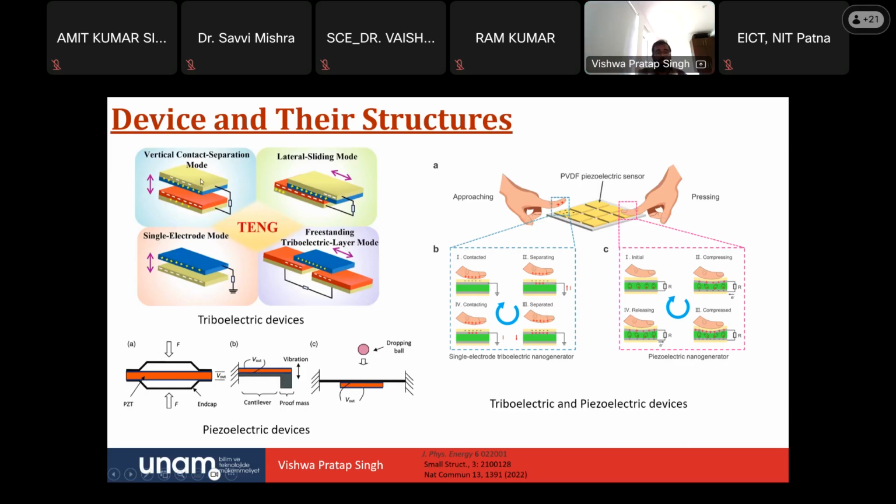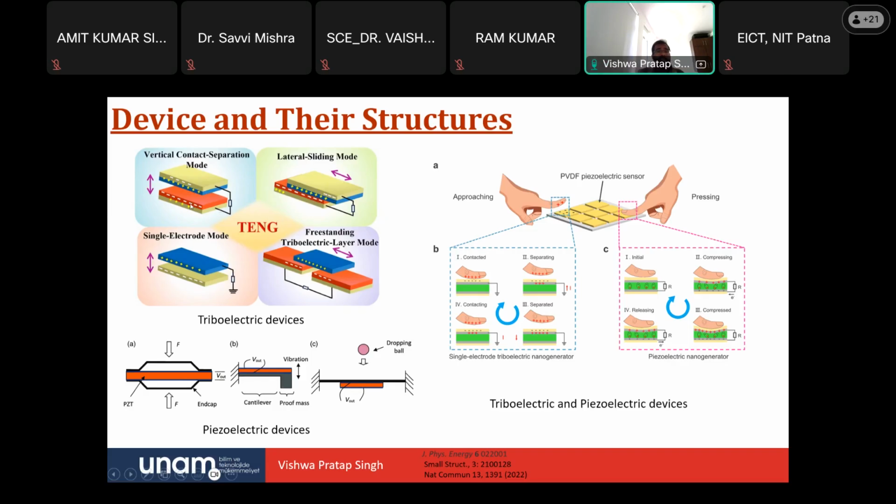So in this case, what happens when you touch each other, because of their triboelectric and tribonegative property, they generate the charge. But in lateral slide, you can slide over each other. Because the area is changing, due to the change in area, the surface charge density also changes, and because of that we can get the voltage.